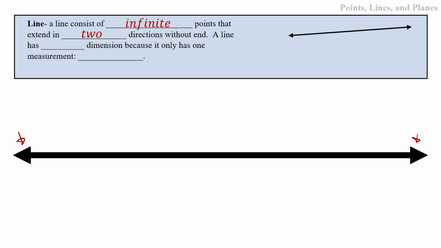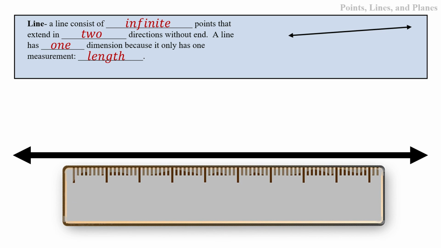And what do we know about lines? Well, a line has one dimension because it only has one measurement, and the measurement is going to be length. I can get a ruler and measure the distance, for example, from here to here, or from here to here. And if we're talking about inches, this might be 2 inches. So lines can be measured only one way, and that is only length.